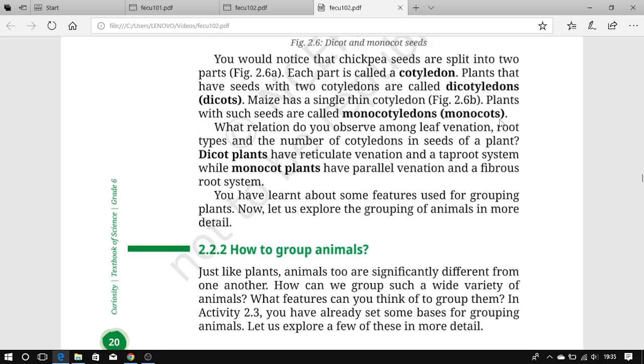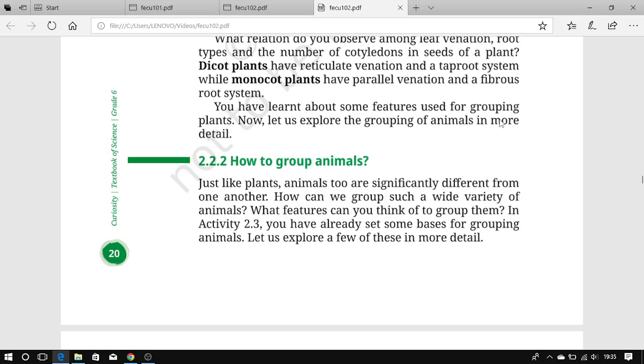You have learned about some features used for grouping plants. Now let's explore the grouping of animals in more detail. Now, how to group animals? So, in the above chapter we discussed plants, and now we will talk about animals, and also we will discuss groups. Just like plants, animals too are significantly different from one another. How can we group such a wild variety of animals? What feature can you think of to group them?